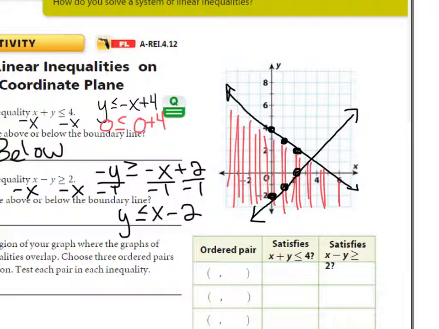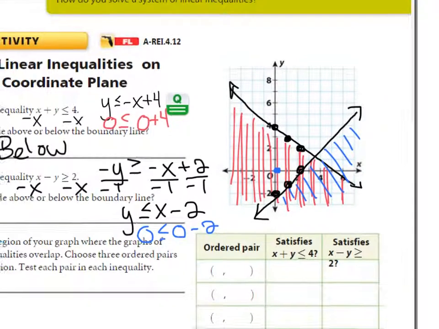Again, if you forget how to check that, you can check a test point. Is 0 less than or equal to 0 minus 2? The answer to that is no, so I can't shade where that is, so I have to shade on the other side. So we shade all this region. And again, we shaded below.